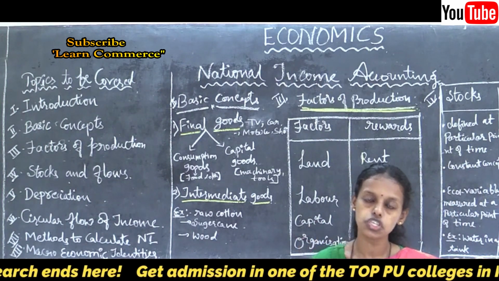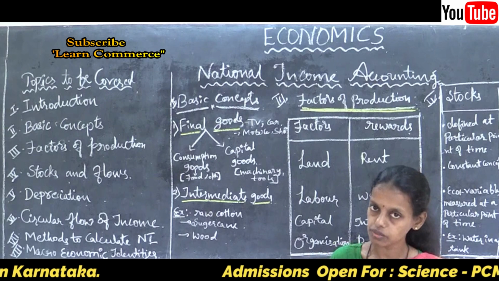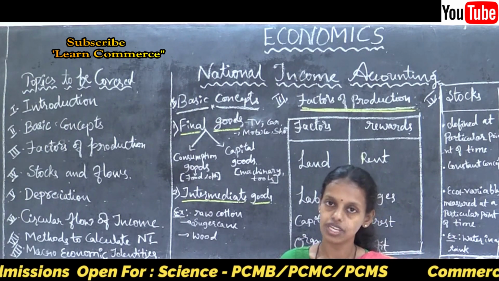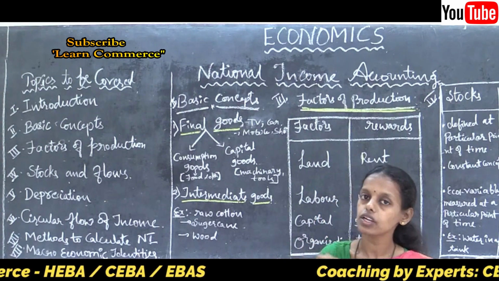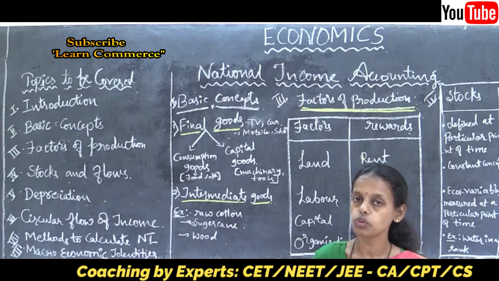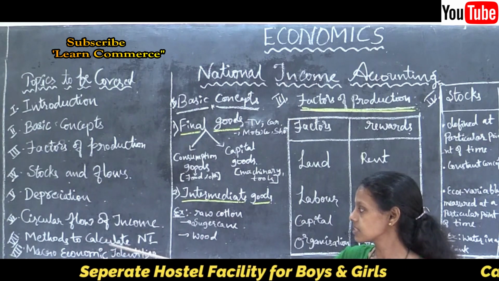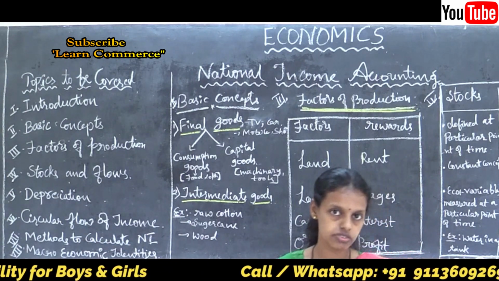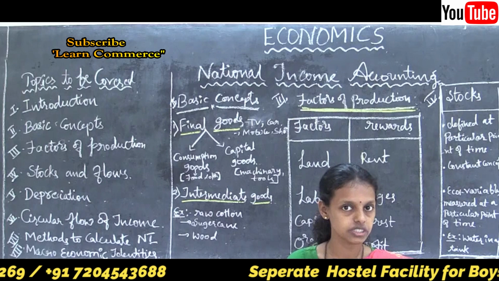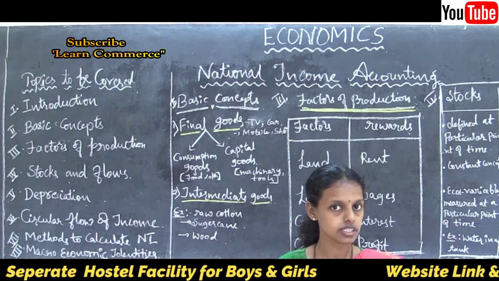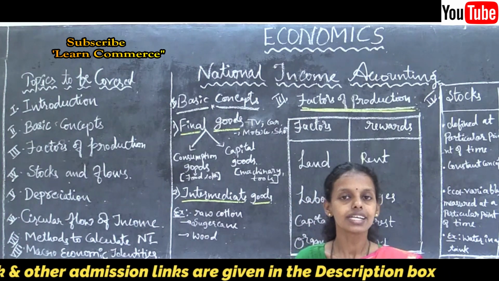So how do we calculate this national income? There are three methods to calculate national income: the income method, the product method, and the expenditure method. These topics we are going to cover. Then some basic macroeconomic concepts relating to how to calculate national income through the different methods. Then macroeconomic identities: GDP, gross domestic product, PCI, per capita income, GDP deflator, NNP, net national product, and GNP, gross national product. All these concepts we are going to study in a detailed manner.